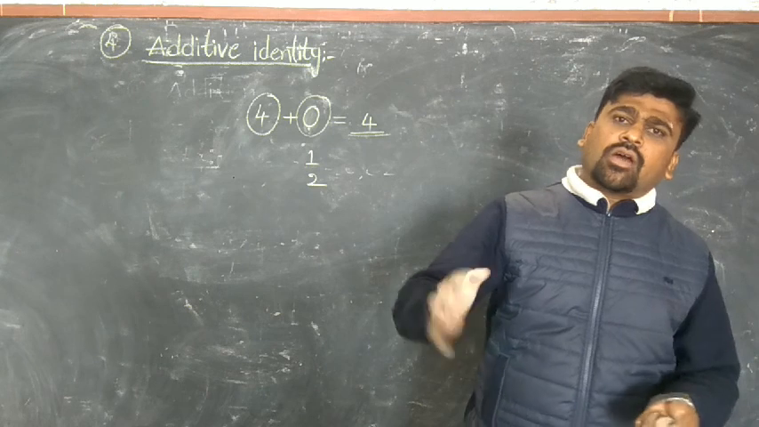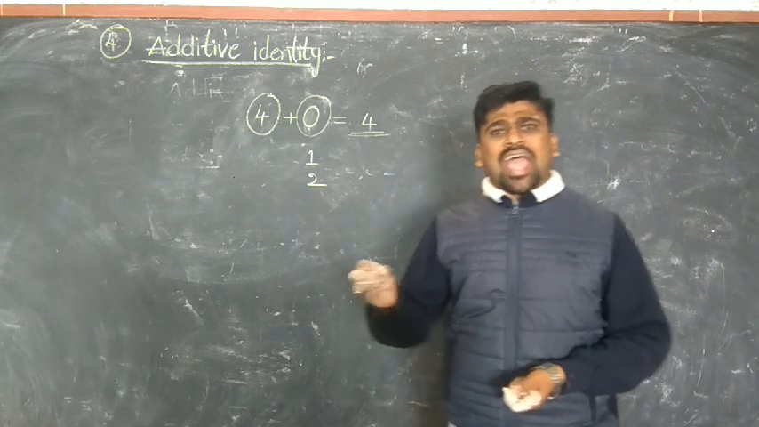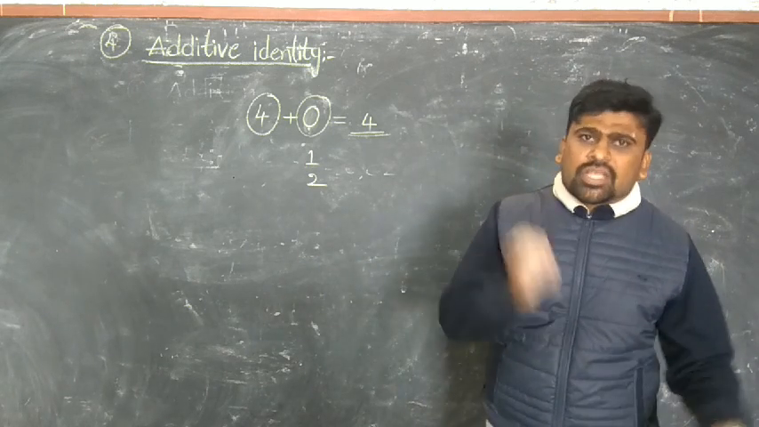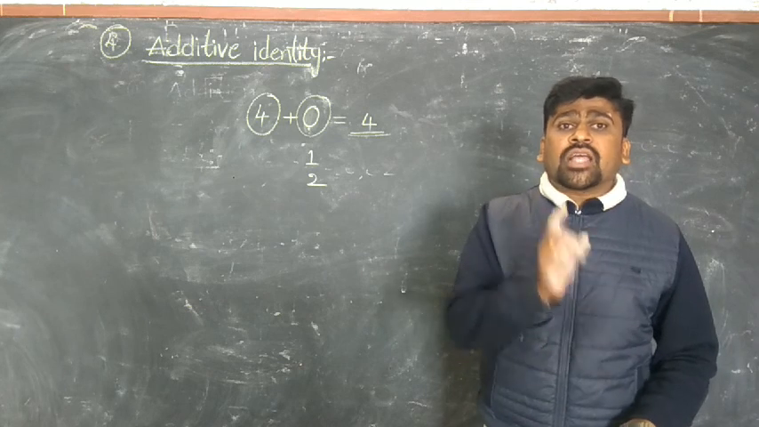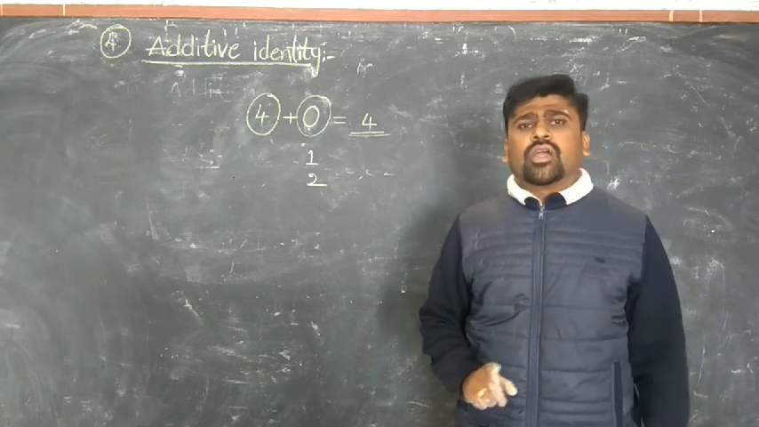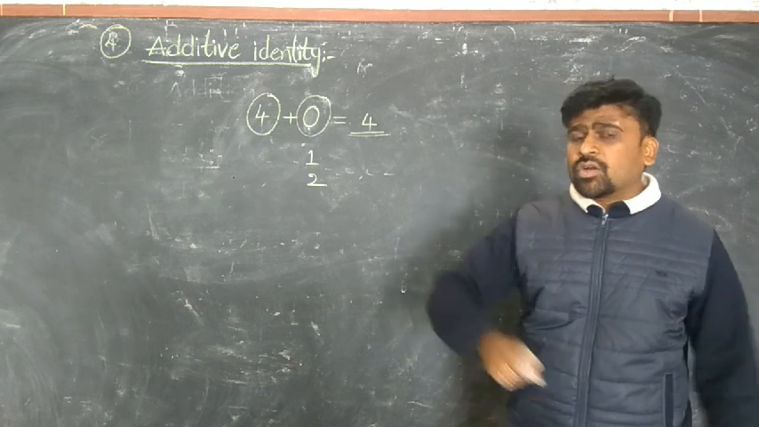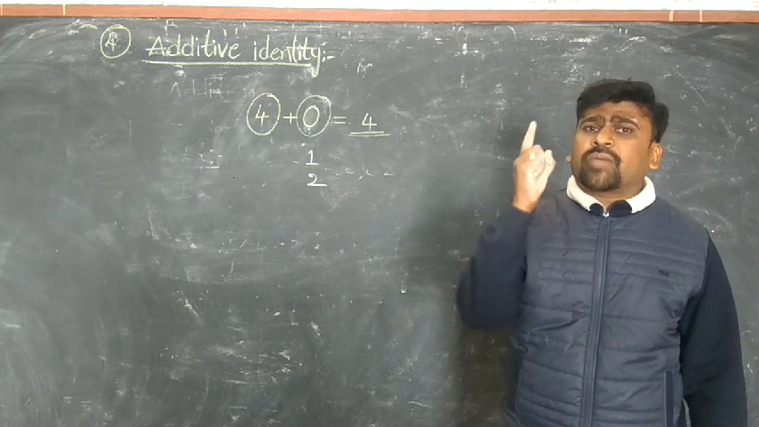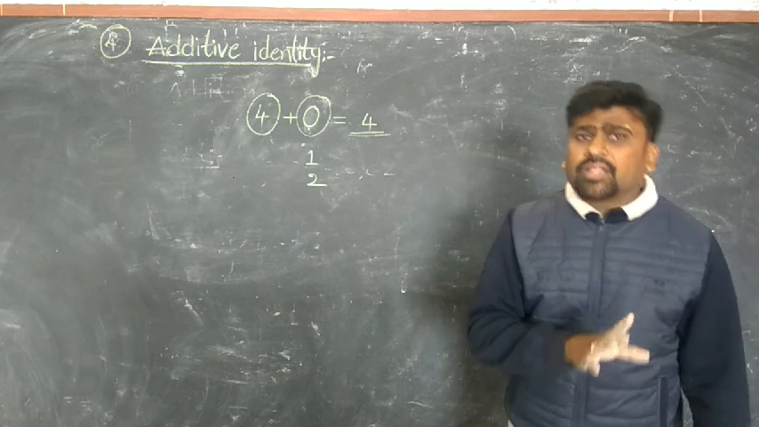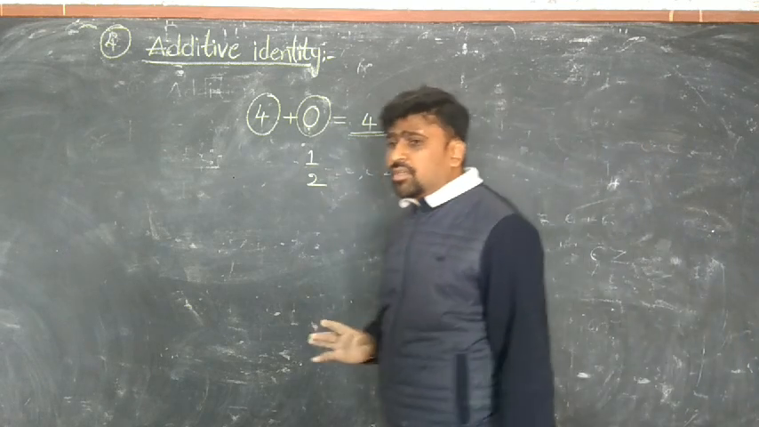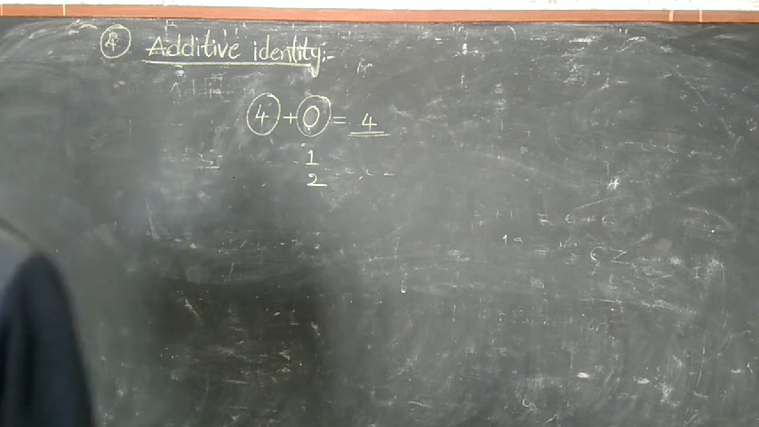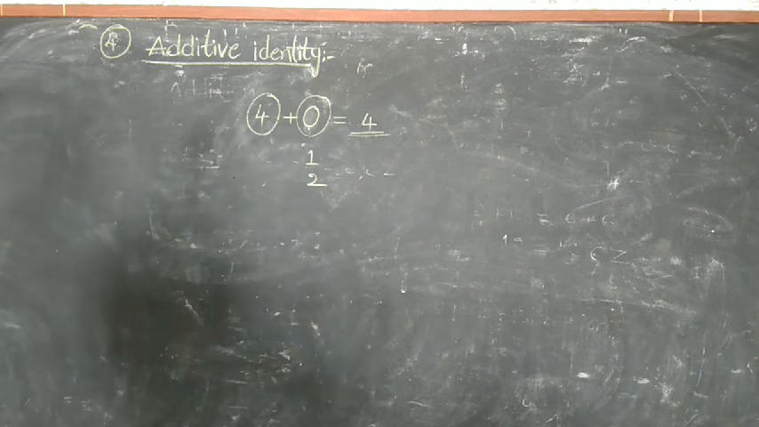Again 5 plus 0, answer is 5. If you add 0 to any number, the final answer is the same number. Clear? This is the one speciality regarding the addition with 0. Clear? That is nothing but the additive identity.